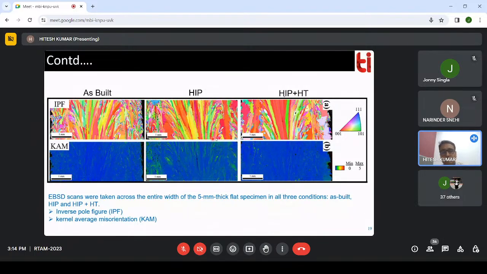But in the HIP plus heat-treated sample, the same deformation and misorientation which we observed in the HIP samples is now totally removed with the help of this heat treatment. To confirm that, we also calculated the KAM. KAM is kernel average misorientation.